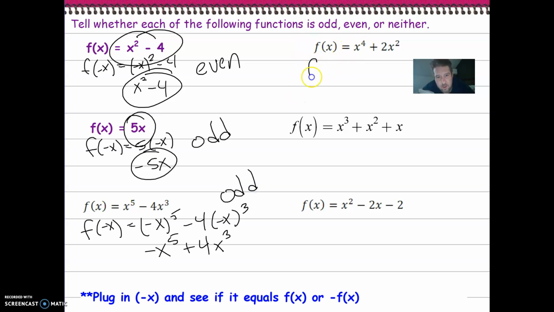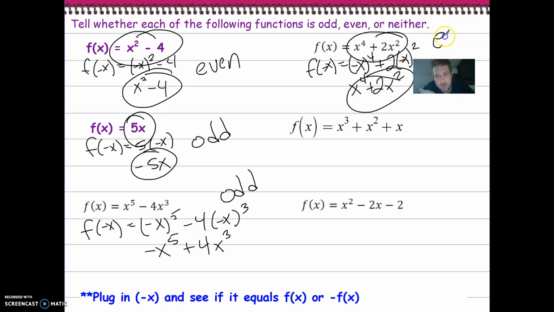For this one, f of negative x equals negative x to the 4th plus 2 times negative x to the 2nd. As we talked about before, negative times itself 4 times makes a positive, makes it back to a negative, makes it back to a positive again. So this is really just x to the 4th. And this is also going to be a positive x squared, so plus 2x squared. You're getting the exact same thing, so this is an even function.